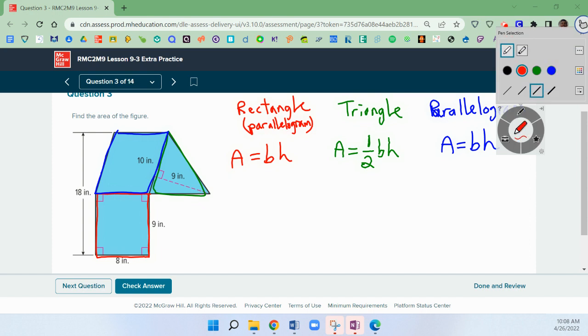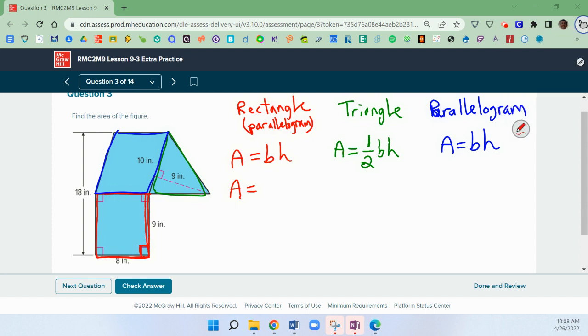I'm going to do the first two, the rectangle and the triangle, because they're easier. It's pretty clear what the base and the height are. I see this right angle here. I notice that my base and my height meet at right angle. So that's going to be 8 times 9. So the area is 72 square inches.